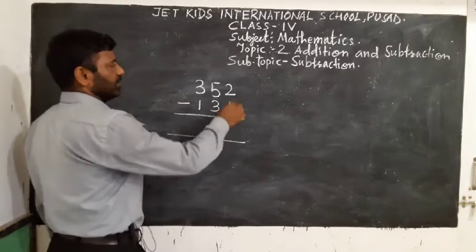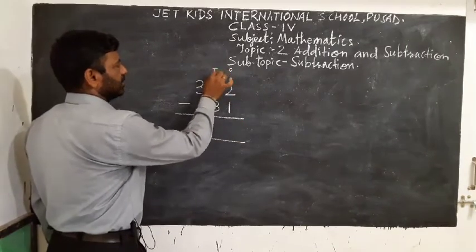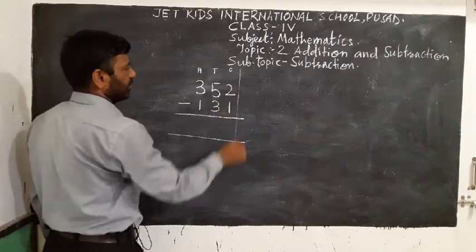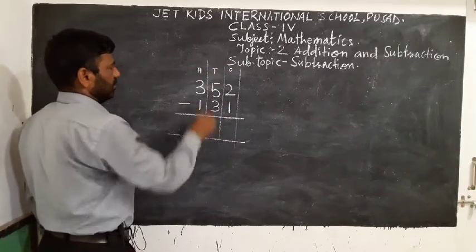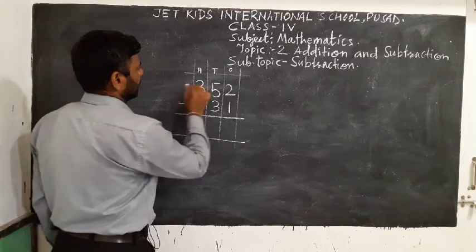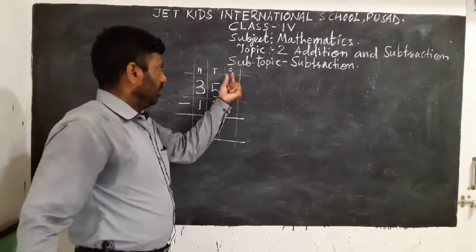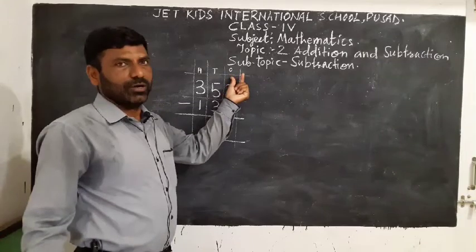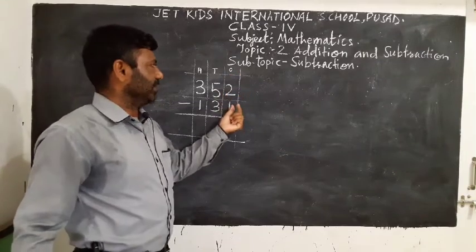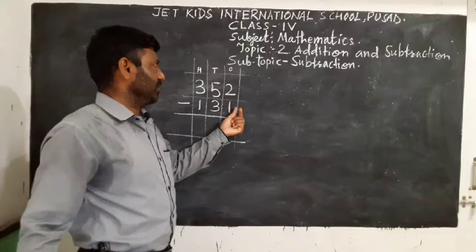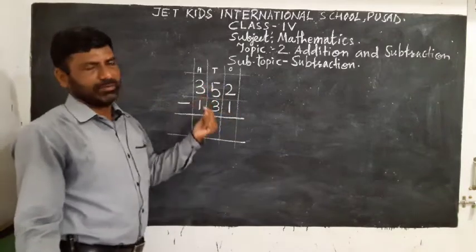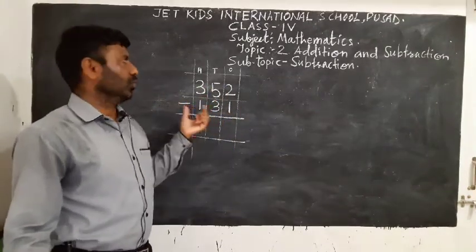As you are aware, this is ones place, tens place, hundreds place. What are we doing? We are arranging columns like this. See, ones place, how to subtract? You know very well. Ones place minus ones place, tens minus tens, hundreds minus hundreds, and so on. Understand?